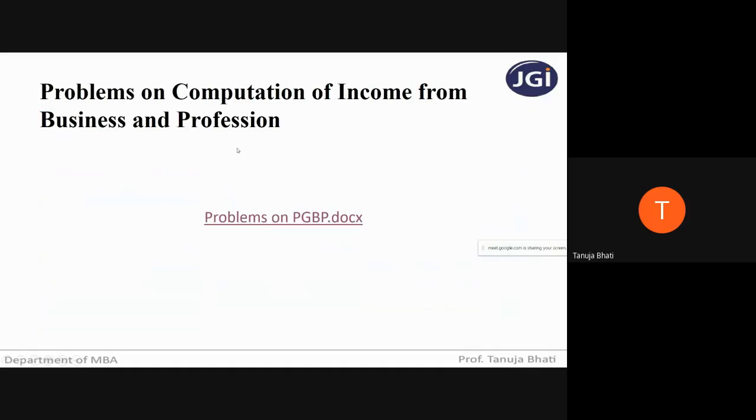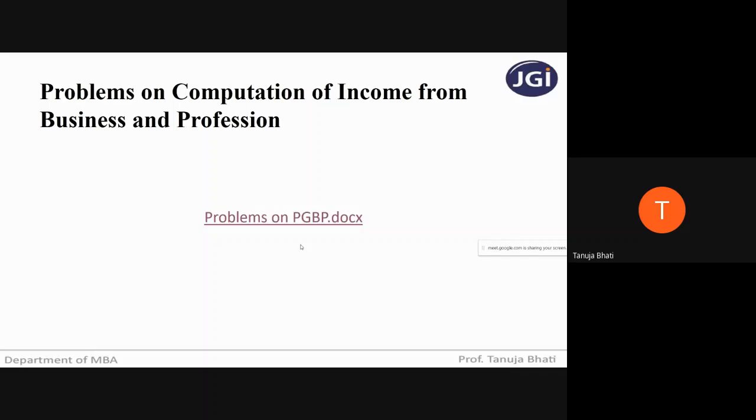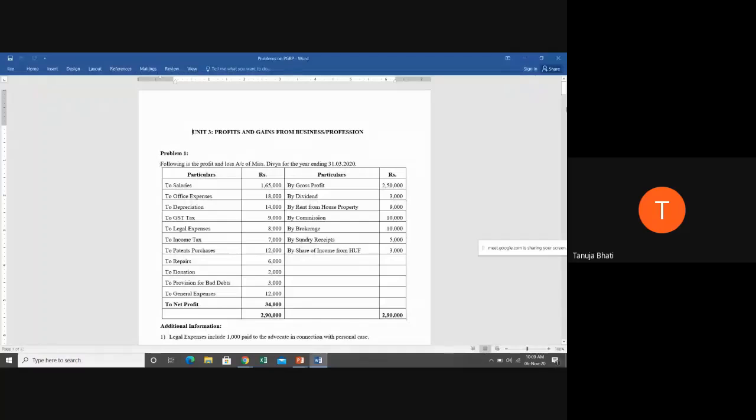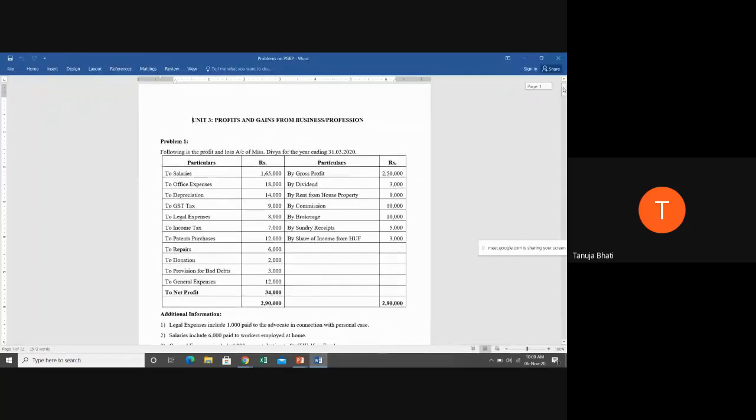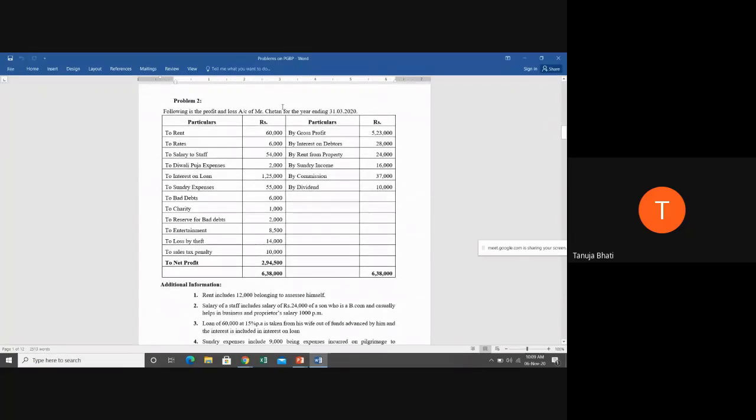So let us continue with seeing the sums or problems on profits and gains from business or profession. We had already finished with problem number 1. Moving ahead to problem number 2. Students, pay attention. It is very simple solving problems on profits and gains from business or profession. If you know the format, if you know what is allowed, what is disallowed, then you just need to put those items in the format. You will get the right answer.